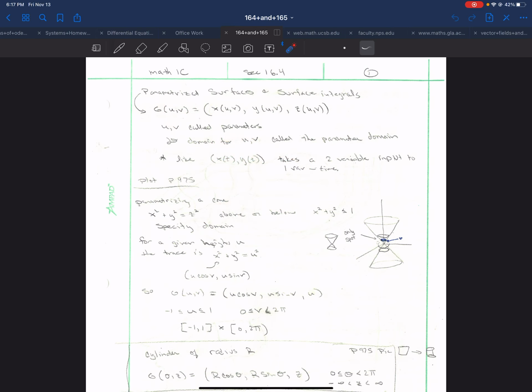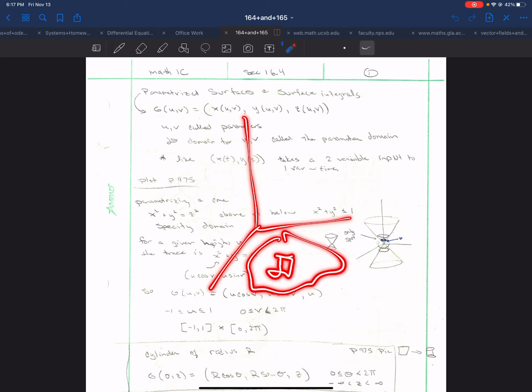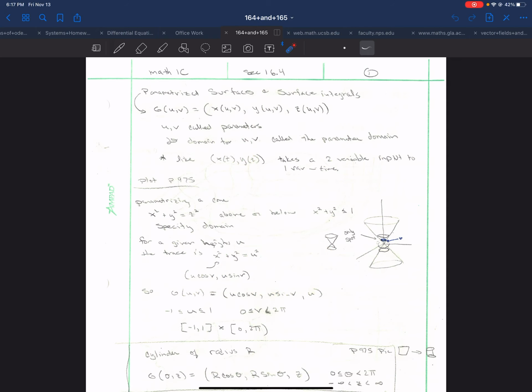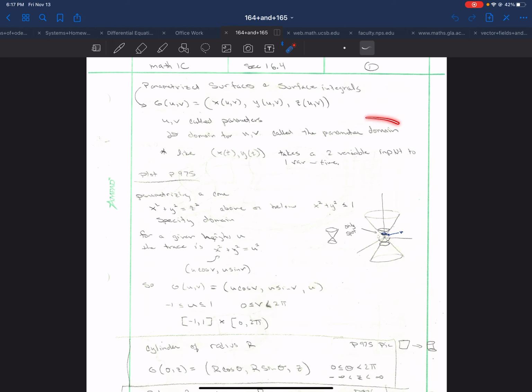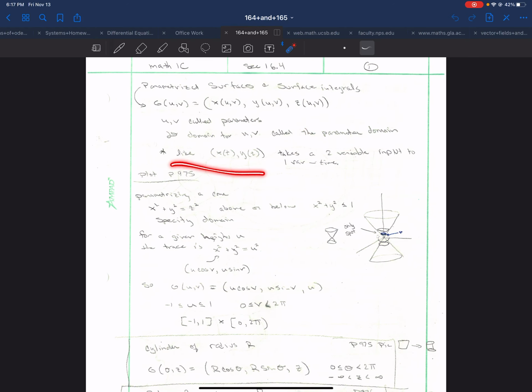So u and v are called parameters, just like in the C of t, t was called the parameter. And D is the domain for u and v. On the floor, that is usually that fancy D, and it's called the parameter domain. That's where these two values are pulled from. So here I said it's like the old days when we parameterized different curves.